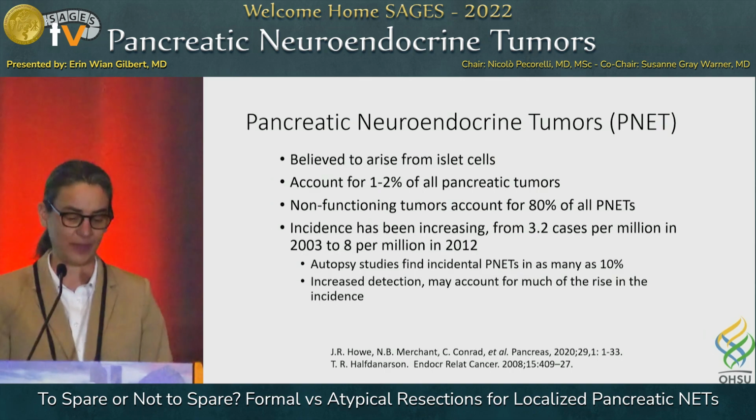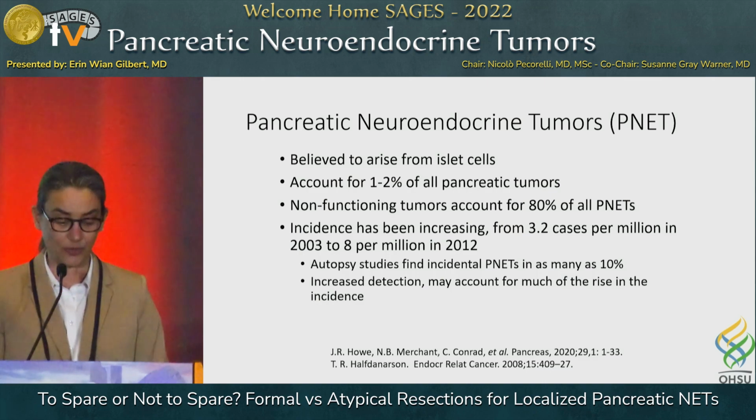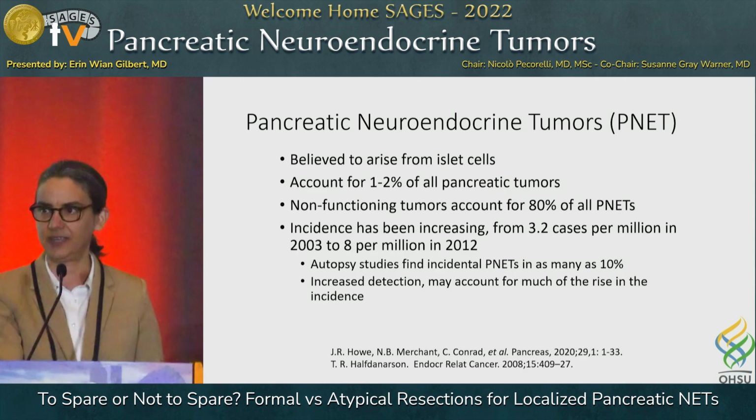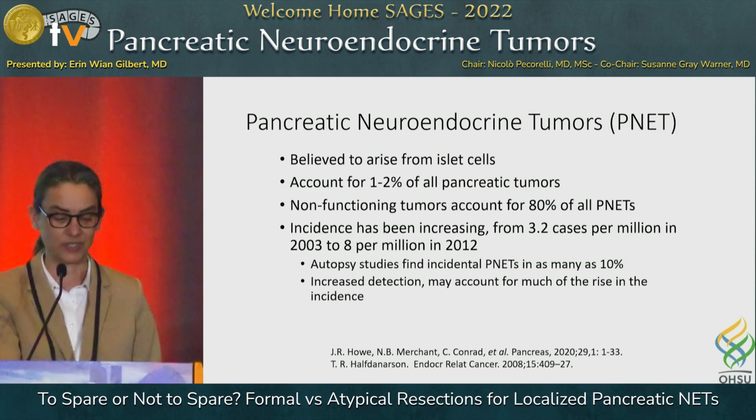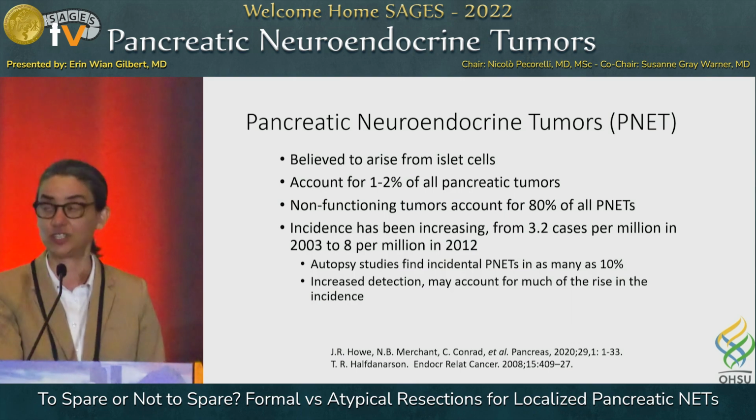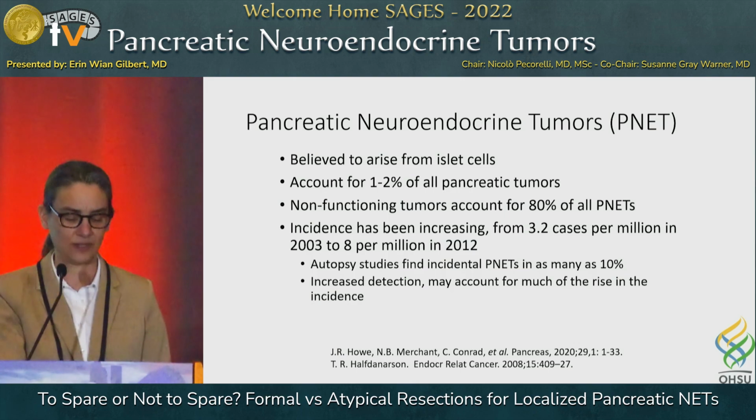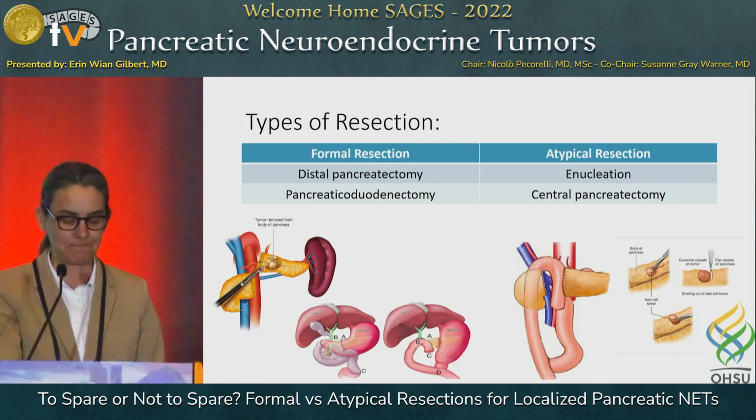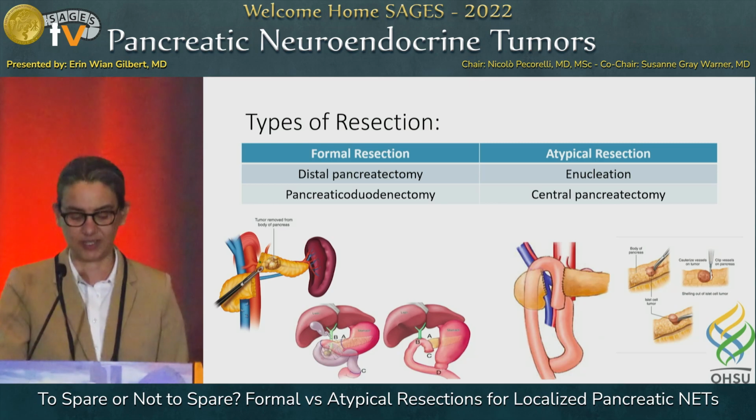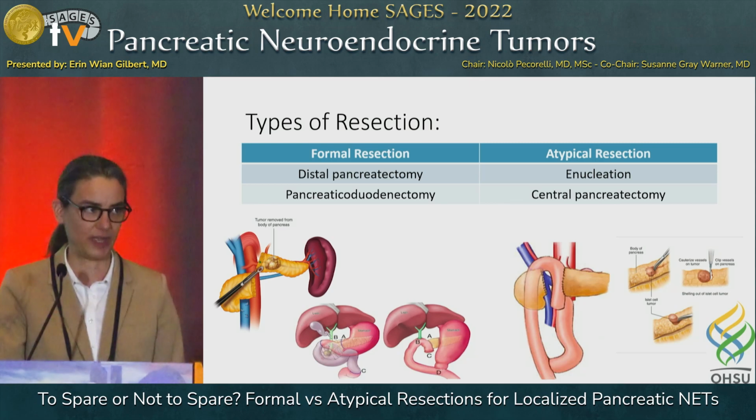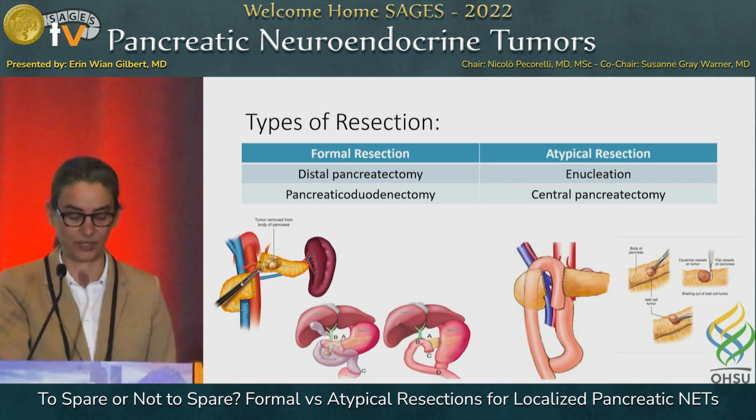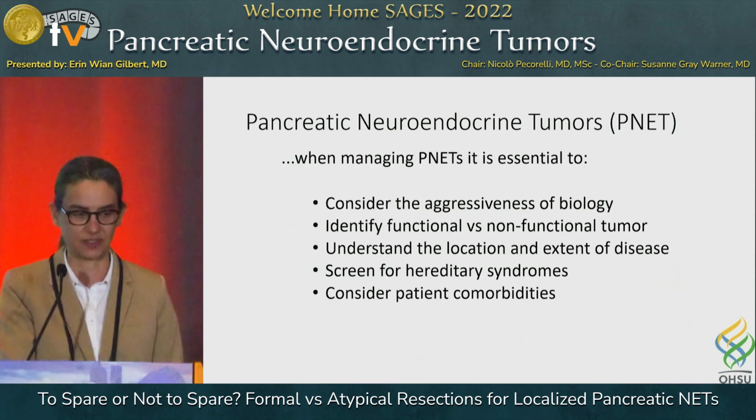To begin with, some brief background information. Pancreatic neuroendocrine tumors arise from islet cells. They account for 1% to 2% of all pancreatic tumors, and non-functioning tumors account for about 80% of these. Their incidence has been increasing, as we've heard, which has actually doubled recently, and likely is a result of more frequent high-resolution imaging. Now, the types of pancreatic resections to consider include the formal resections, distal pancreatectomy and pancreaticoduodenectomy, and also the atypical resections, enucleation, and central pancreatectomies.